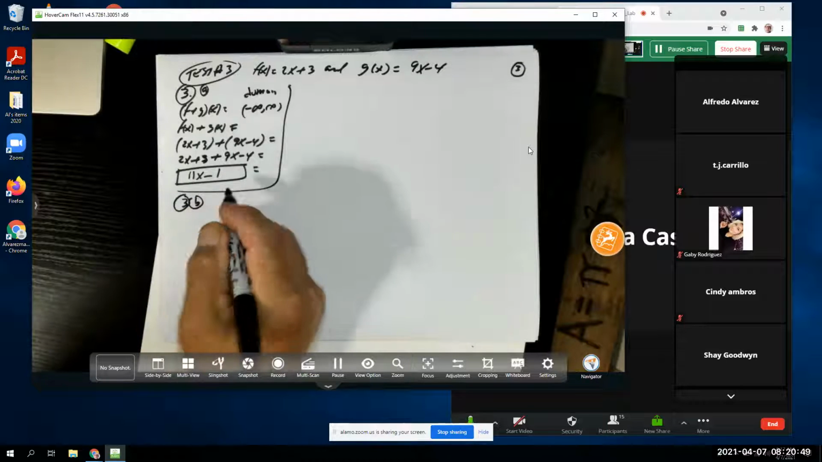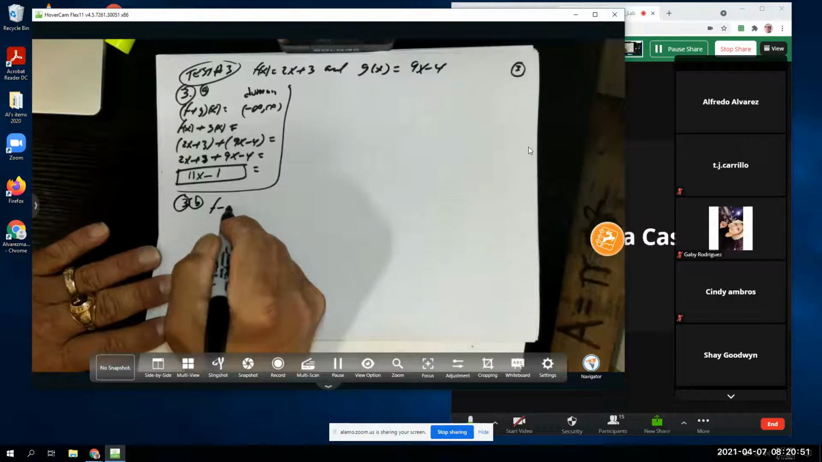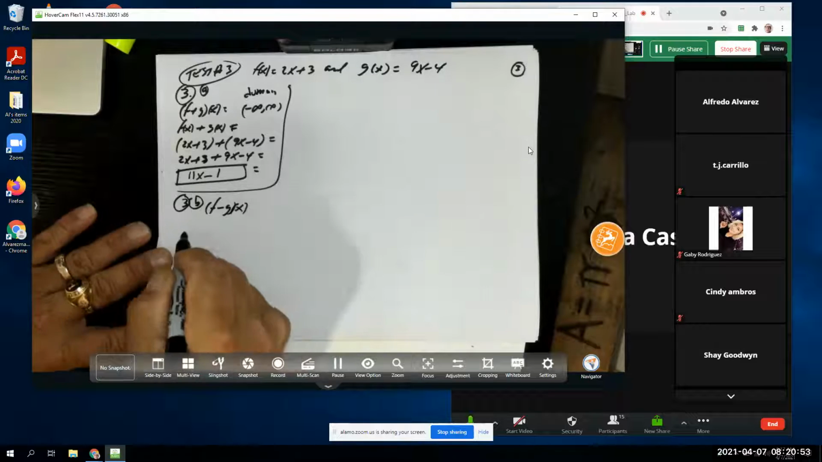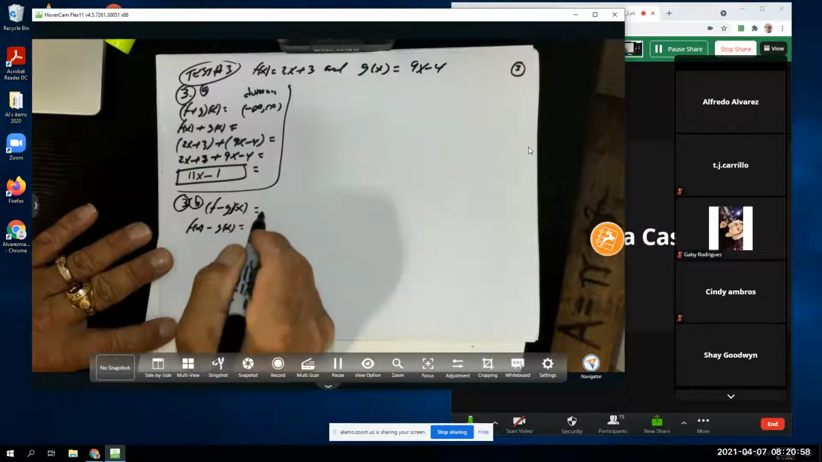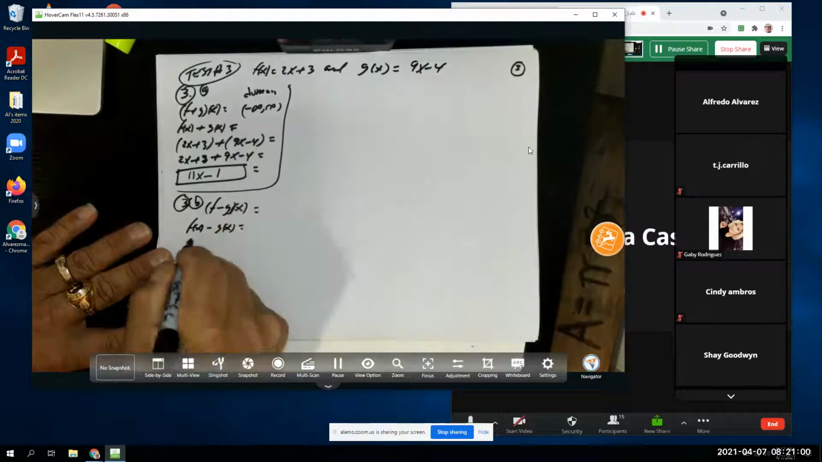So now I'm going to do 3-letter B. Okay, it's the same thing. The same says F minus G of X. Okay, that's fine. So it's going to be F of X minus G of X. So let's do that right now.